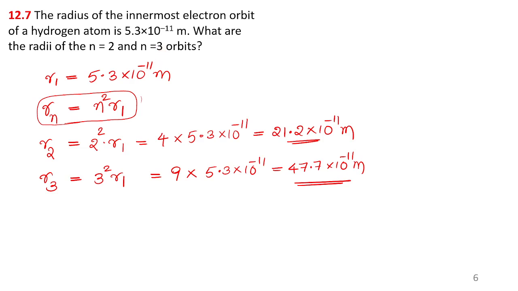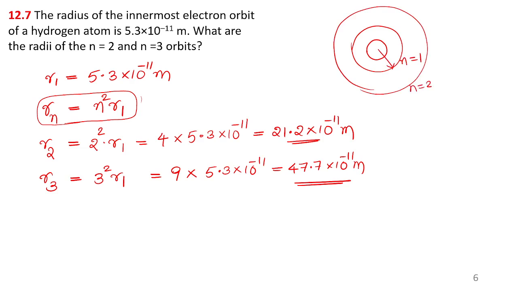The diagram is not required. Have you understood the question? N equal to 1 will have a certain radius, n equal to 2 will have a certain radius, like that. Diagram is not needed. So the radius of the second orbit, that is R2, and R3 is our question.